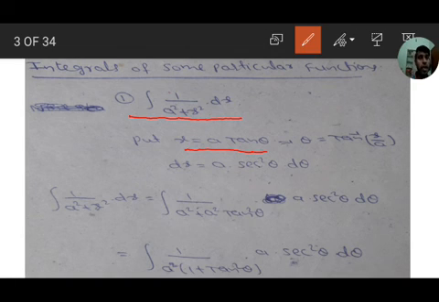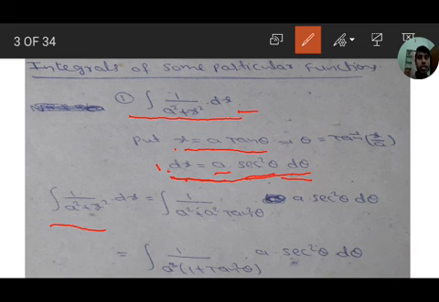x equal to a tan theta. Differentiate with respect to x. dx equals the x derivative, 1. So 1 into dx equals a, the coefficient, times the derivative of tan theta, sec square theta d theta. Therefore dx equals a into sec square theta d theta. So substitute the x value and dx value in the integral.